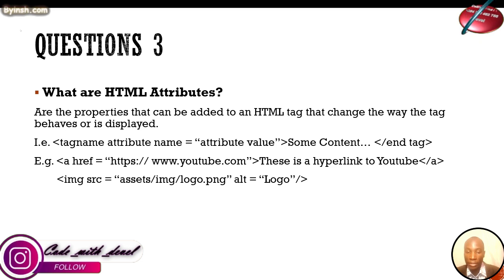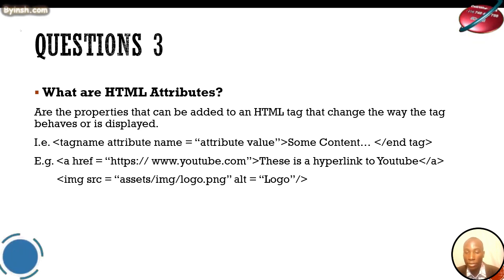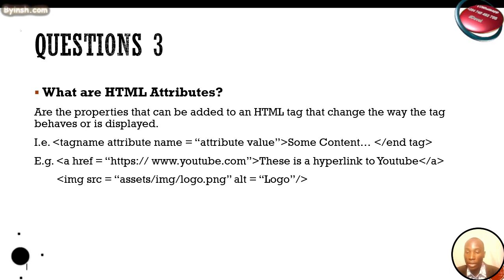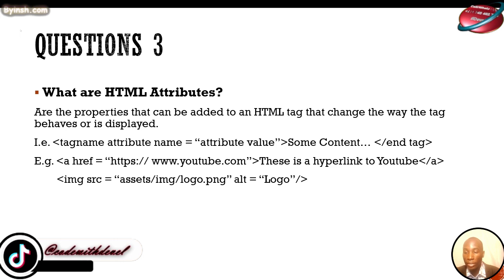Create a link. The attribute we use in links is href. That https URL will take us to YouTube. Href is the attribute name, and that https URL is the attribute value. In the browser, the user will only see the text, this is a hyperlink to YouTube, and it is clickable. So when you click, it will take you to another site.